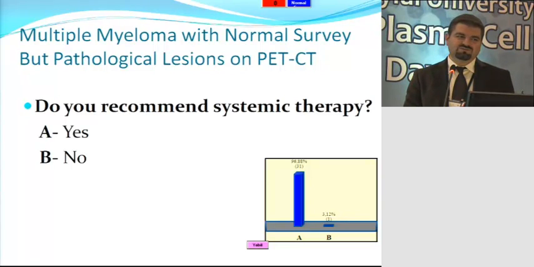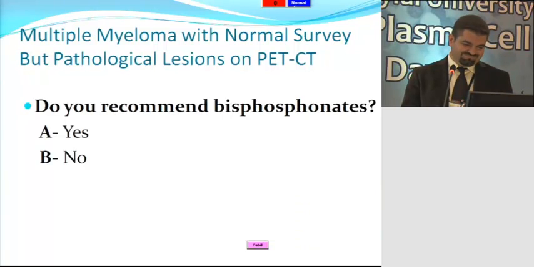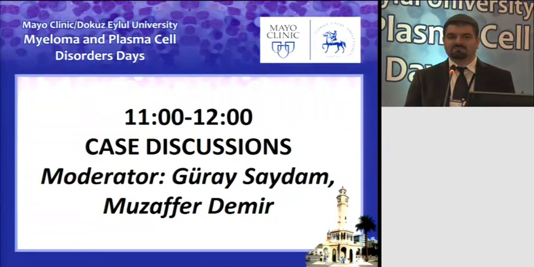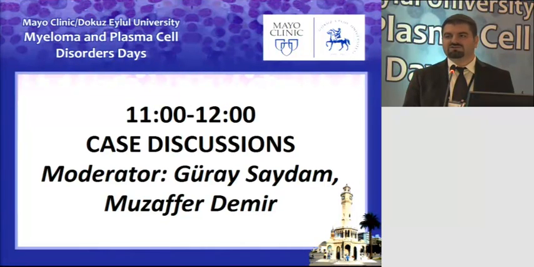And what we did, we started therapy. Do you have any comment about this case? The treatment was, because he was eligible for autologous stem cell transplantation, VAD. Because of the governmental issues, we have to start with VAD, and he's now getting VAD.